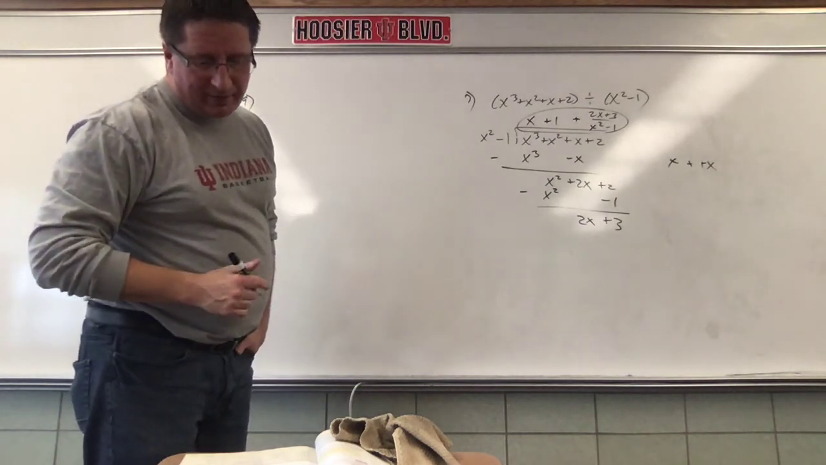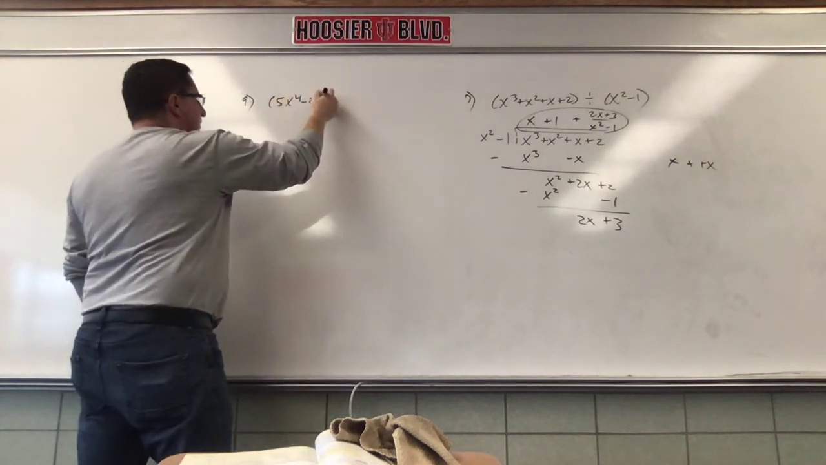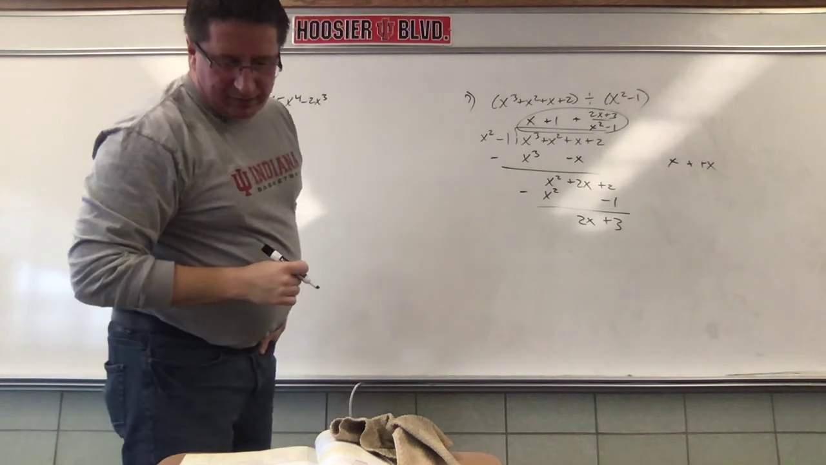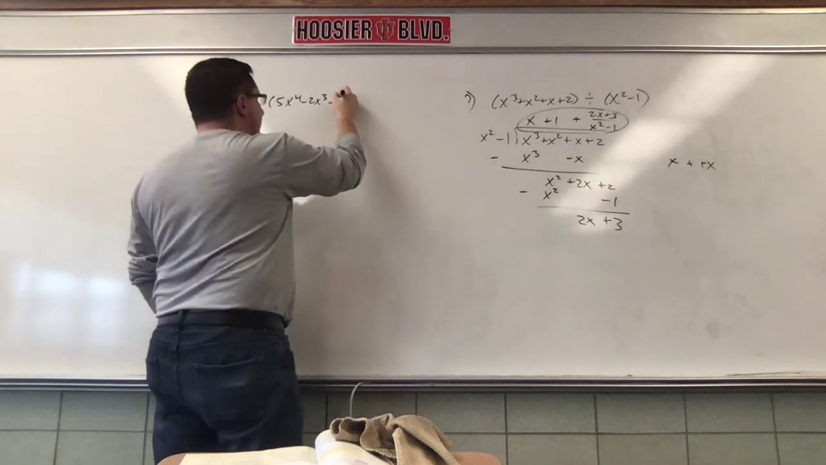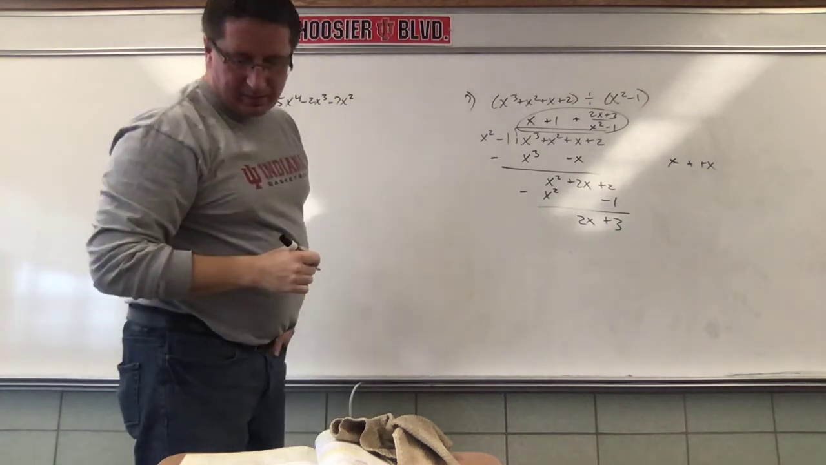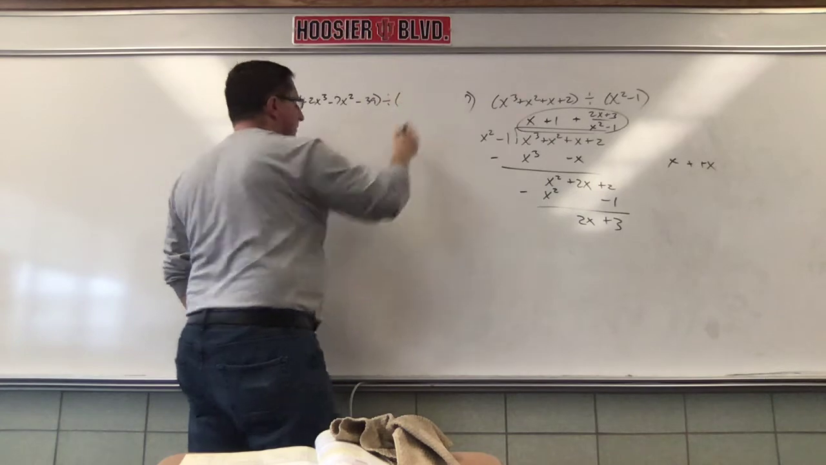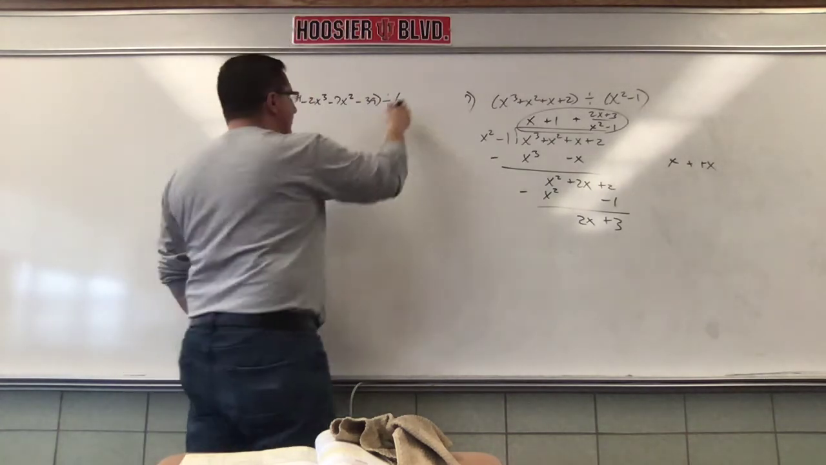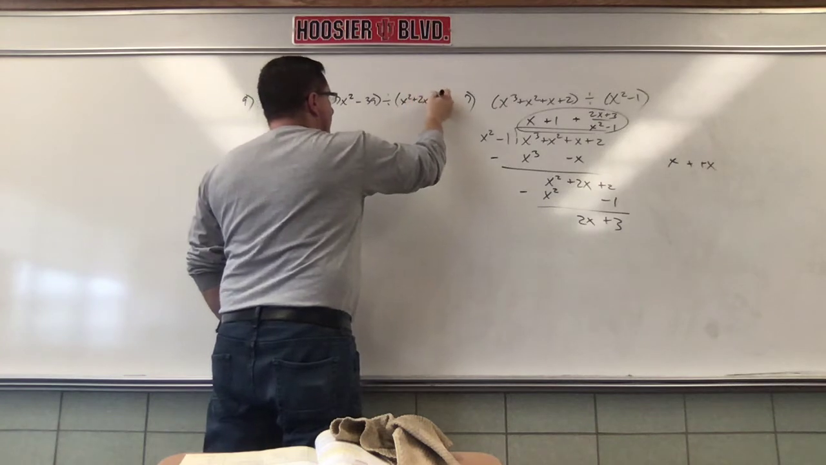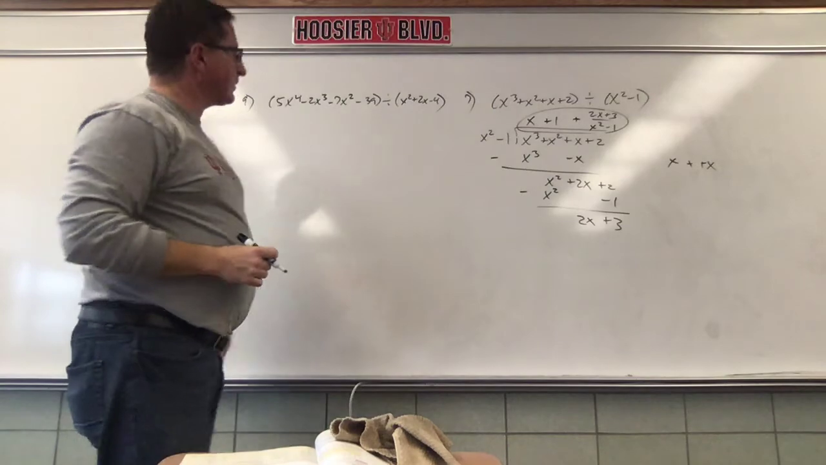All right, so number 9, we have 5x to the 4th minus 2x cubed minus 7x squared. Okay, then what? Minus 39 divided by something. x squared plus 2x minus 4.